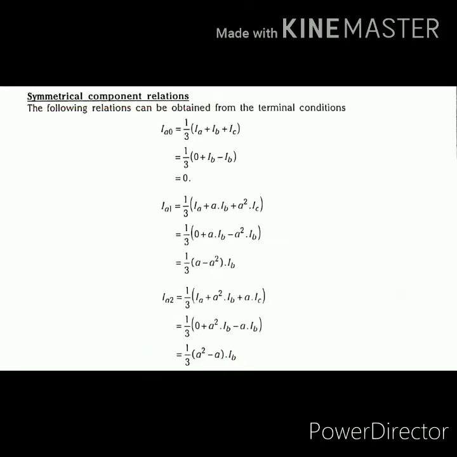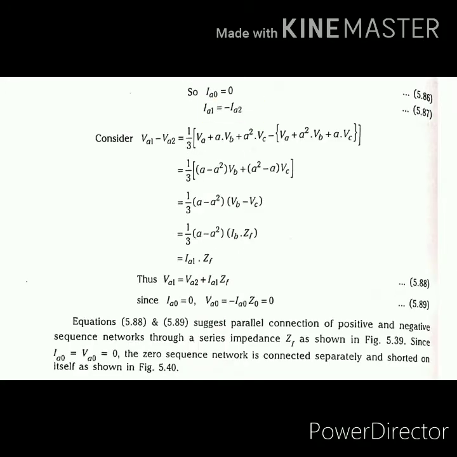Now we'll see the symmetrical component relations. First is IA0, which is 0. IA1 is 1 by 3 times of (a minus a square) into IB. IA2 is 1 by 3 times of (a square minus a) into IB. All these we are getting by substituting the terminal conditions. And IA1 you can say is equal to minus IA2. Now let's see what VA1 minus VA2 is.